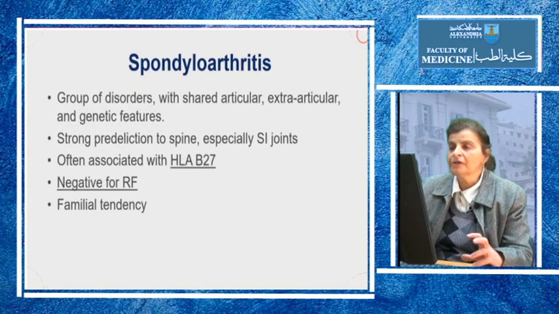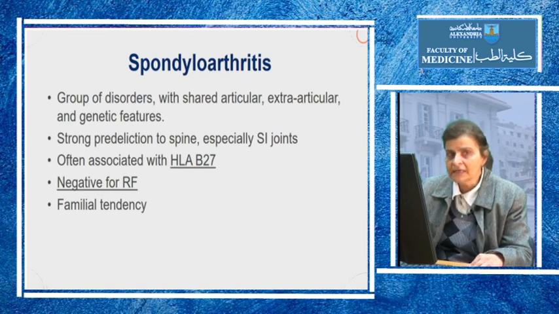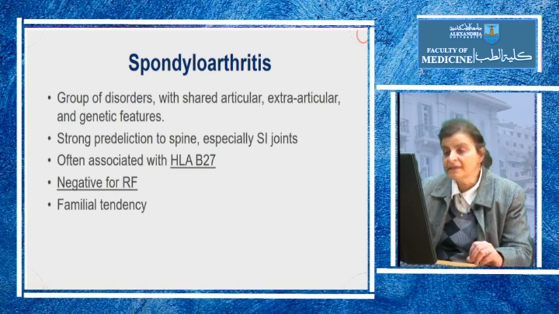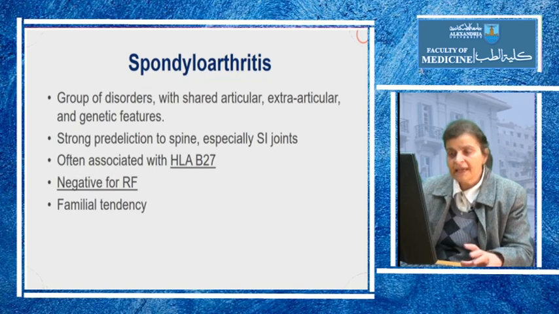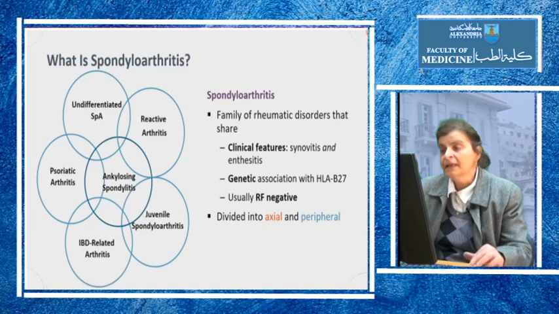So when you think of spondyloarthritis, you should think of them as a group of disorders that share articular, extra-articular, and genetic features. They have a strong predilection to the spine, especially the sacroiliac joints, and that is why the commonest symptom will be low back pain, often associated with a genetic predisposition, HLA-B27. In most cases, the patients are negative for rheumatoid factor, and that is why we had the old name, seronegative spondyloarthritis, and there tends to be a familial tendency.